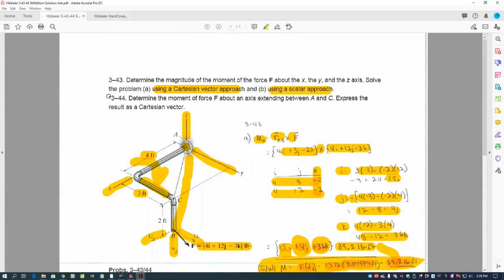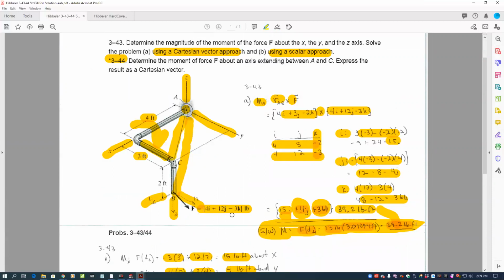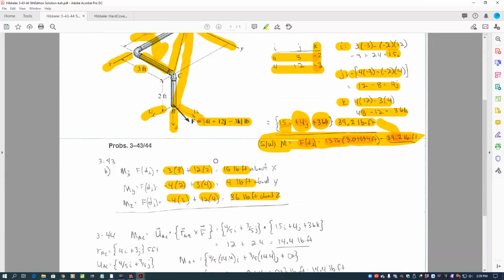So 34 says, what's the moment of this force about the AC axis? How much of a moment would be created by this force at B? How much moment would be created about this axis AC? Well, the manual method is to use the dot product.